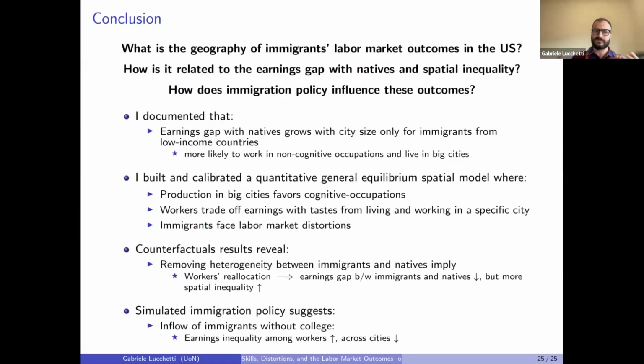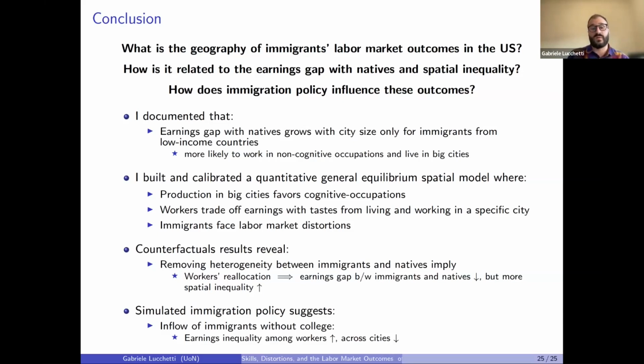So to sum up, I hope by the end of today I convinced you that I answered these 3 questions: what is the geography of immigrants' labor market outcomes in the United States, how this relates to the earnings gap with natives and spatial inequality, and how immigration policy influences these outcomes. I showed you that there is an earnings gap between immigrants and natives that grows with the city size, and that's true only for immigrants from low-income countries.